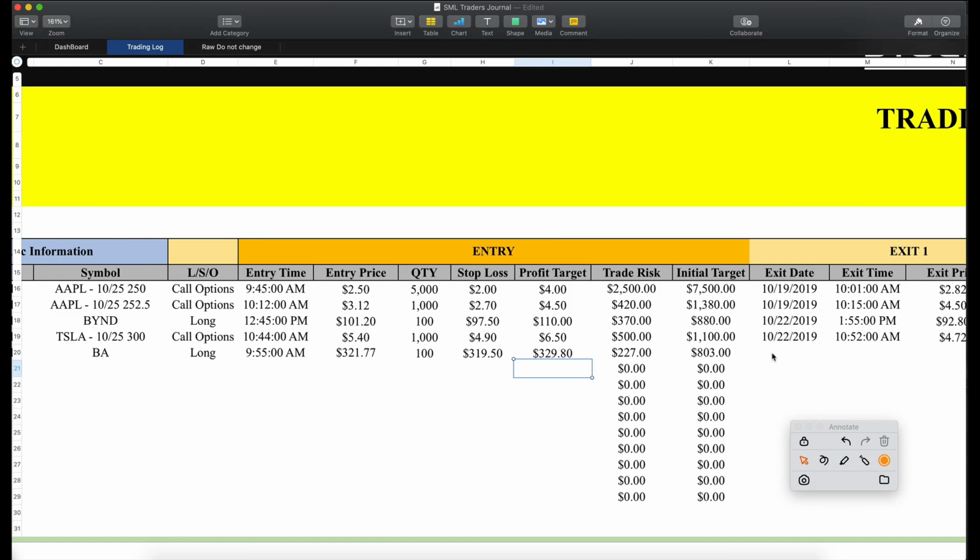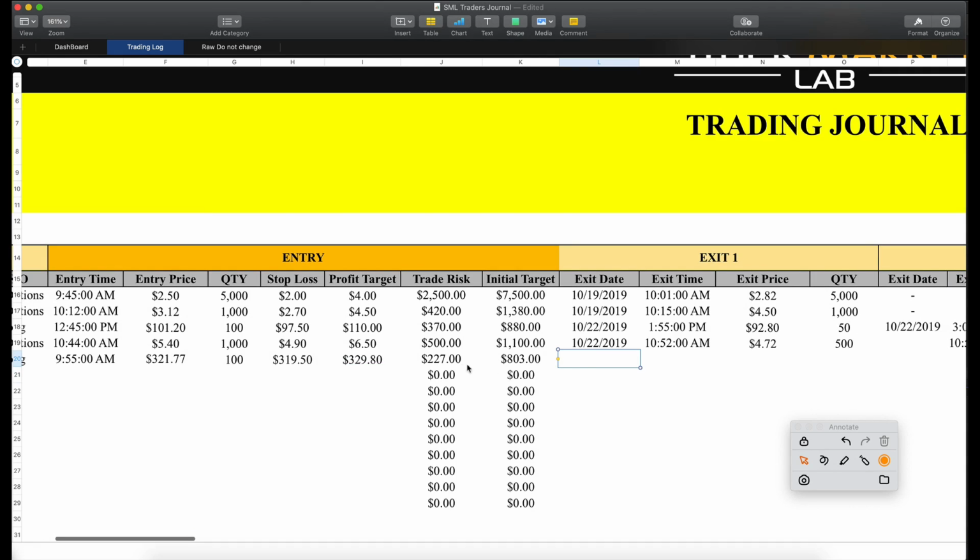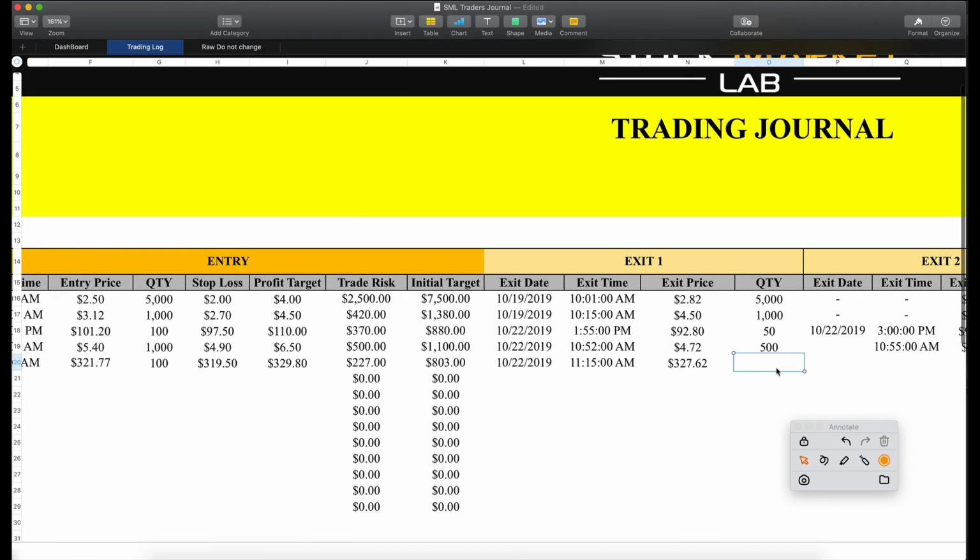Now, that's not the aftermath of the trade. Now, what we want to see is where and when do we exit. Let's say we exit the same day. It's a day trade. What's my exit time? Okay, I exited it, let's say, at 11:15 a.m. What price did I exit at? Let's say I exited my full position at 327.662. How many shares? My full 100 shares.